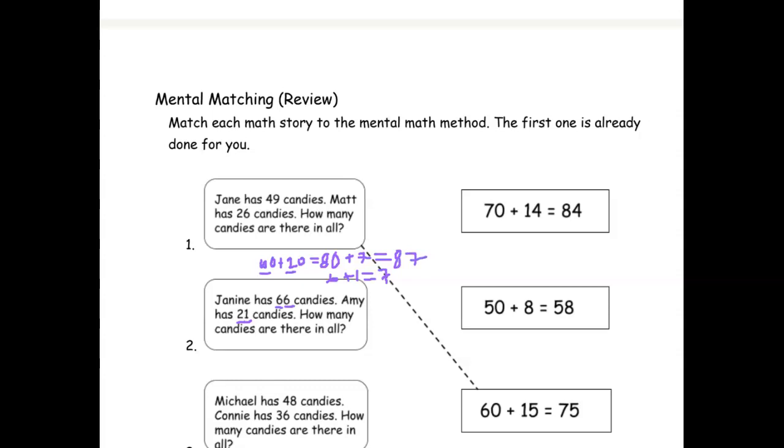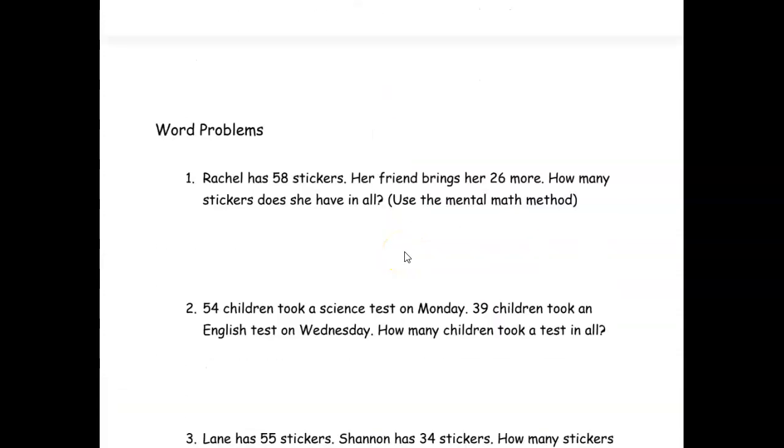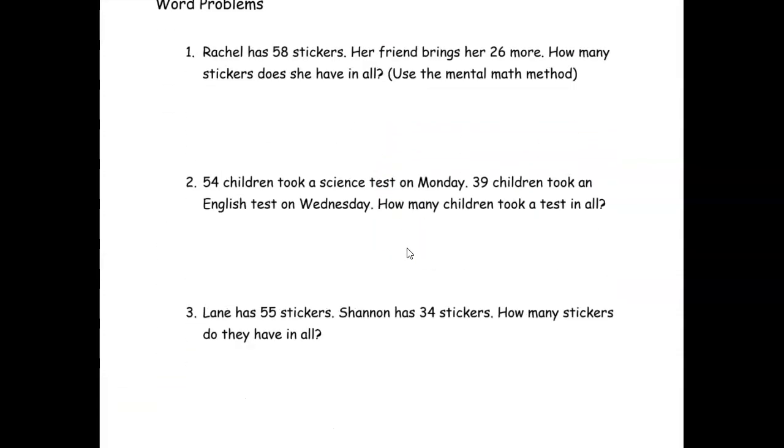Now let's try to find where 87 is. I'm gonna erase this real quick, but remember the number 87 in your head, and 80 plus 7. Let's scroll down. Oh, look here. We see 80 plus 7 equals 87. Now let's go down. Word problems.